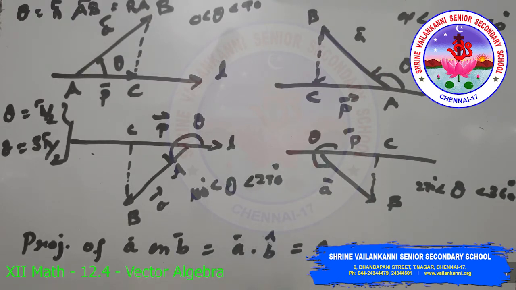Projection of a on another vector b is given by a dot b cap, which is equal to a dot unit vector b, that is vector b by magnitude of b, which is equal to a dot b by magnitude of b. So projection of a on b is a dot b by magnitude of b. Projection of b on a is a dot b by magnitude of a.